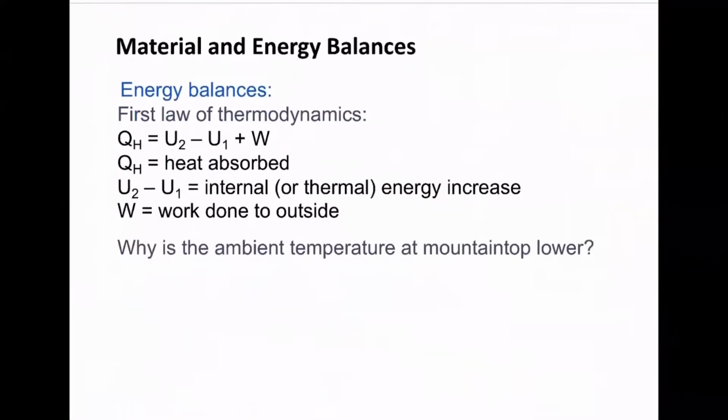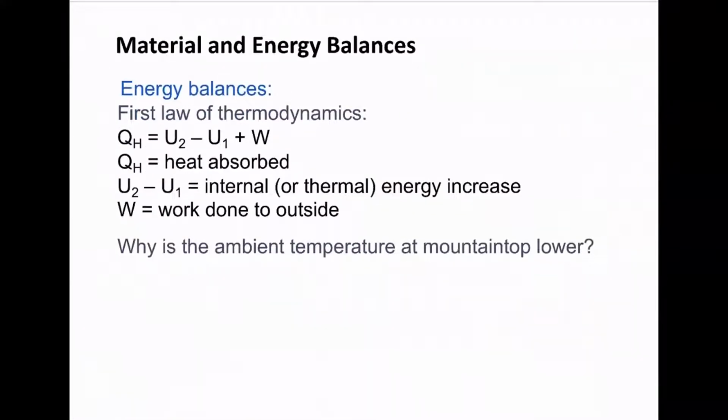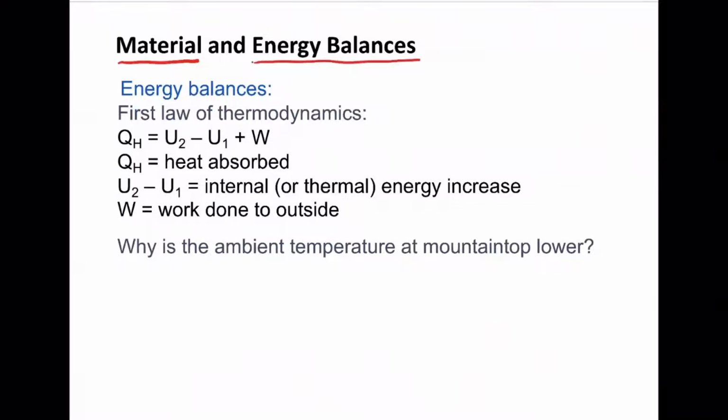Finally, this chapter is called materials and energy balance, right? We spent most of the time talking about the materials balance, or the mass balance. Regarding the energy balance, there's just one simple law that we're going to use: the first law of thermodynamics. It's basically the balance of different heat sources, okay? The equation we're going to use is just QH equals U2 minus U1 plus W. Here QH is the absorbed heat, right?